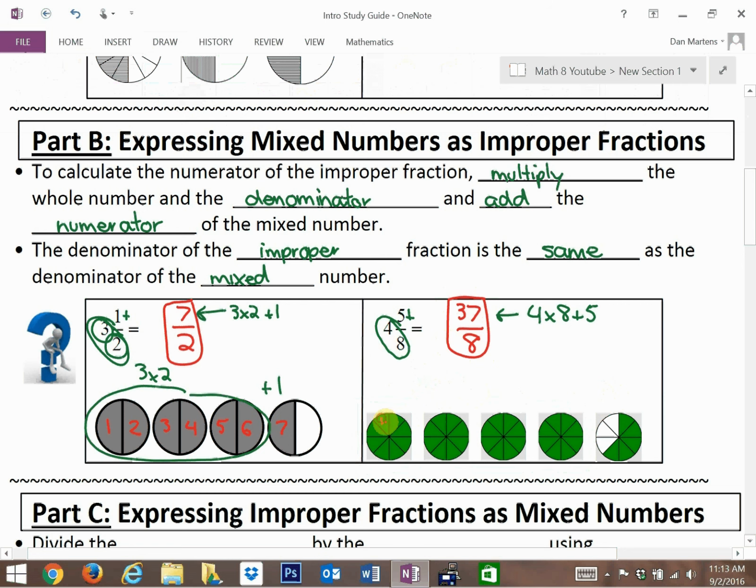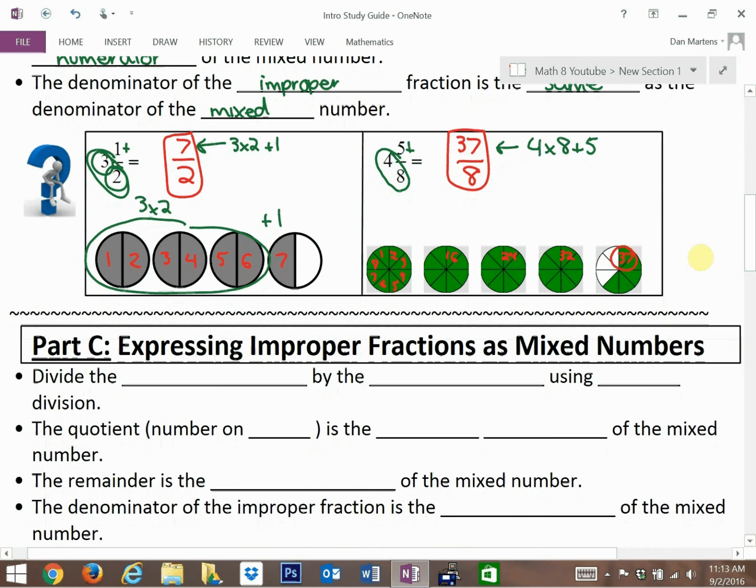Okay, so you'd have 1, 2, 3, 4, 5, 6, 7, 8, and so on. This would get you all the way up to 16, 24, 32, or in other words, 4 times 8, 4 groups of 8, and then add 5 more, and you'd have 37. So there's 37 eighths of that pie.